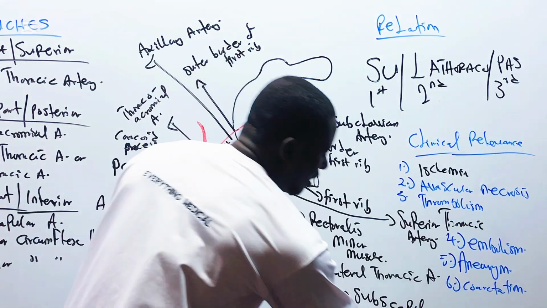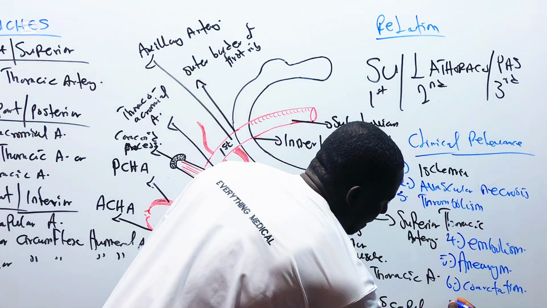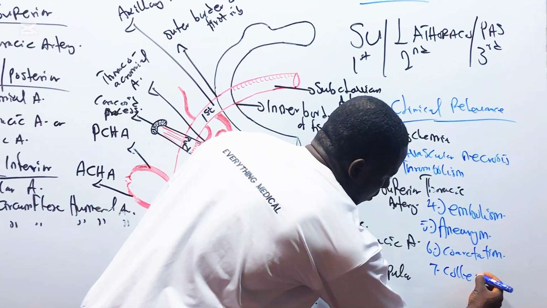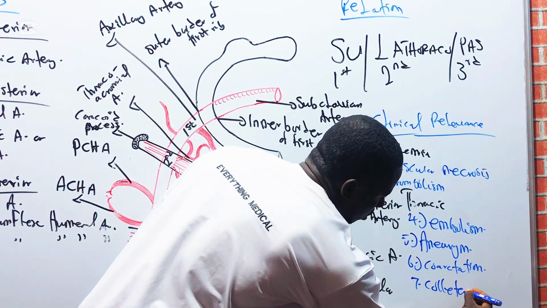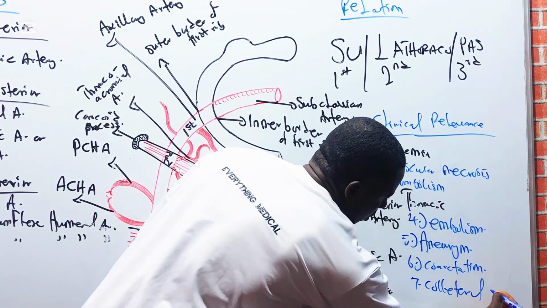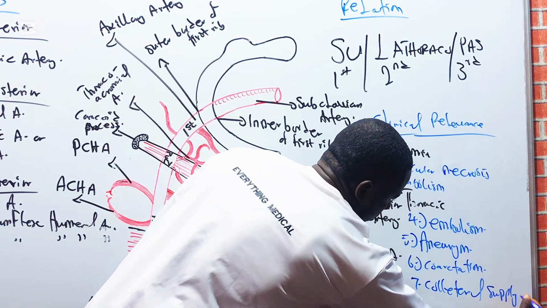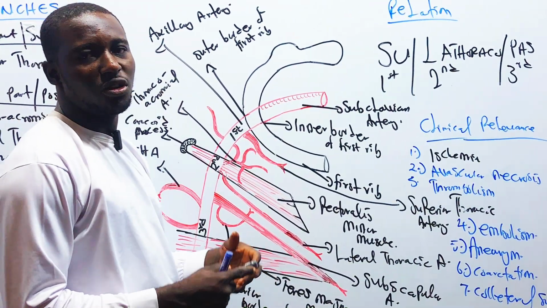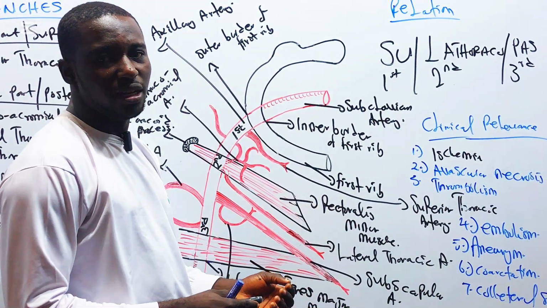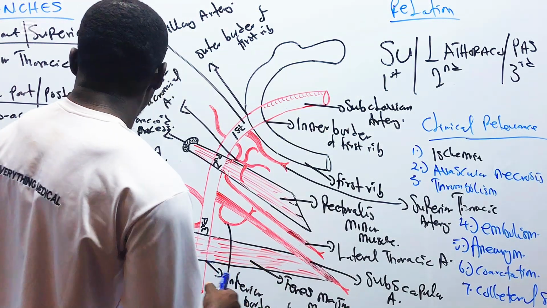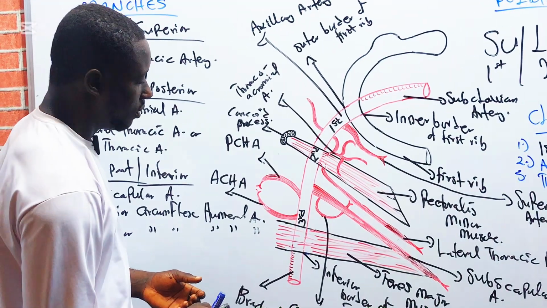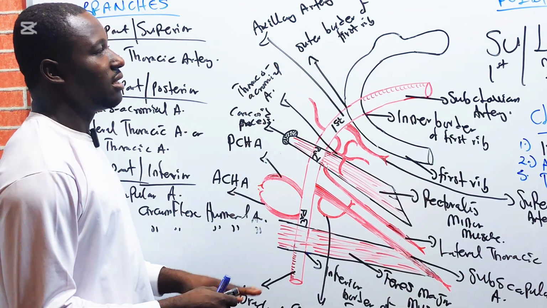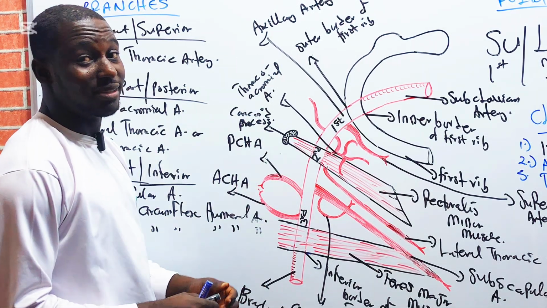Now, the next is collateral supply. Yes, it provides blood supply to the upper limb structures. So it ensures collateral supply to the upper limb structures. Okay, those are everything that is associated with the anatomy of the axillary artery.